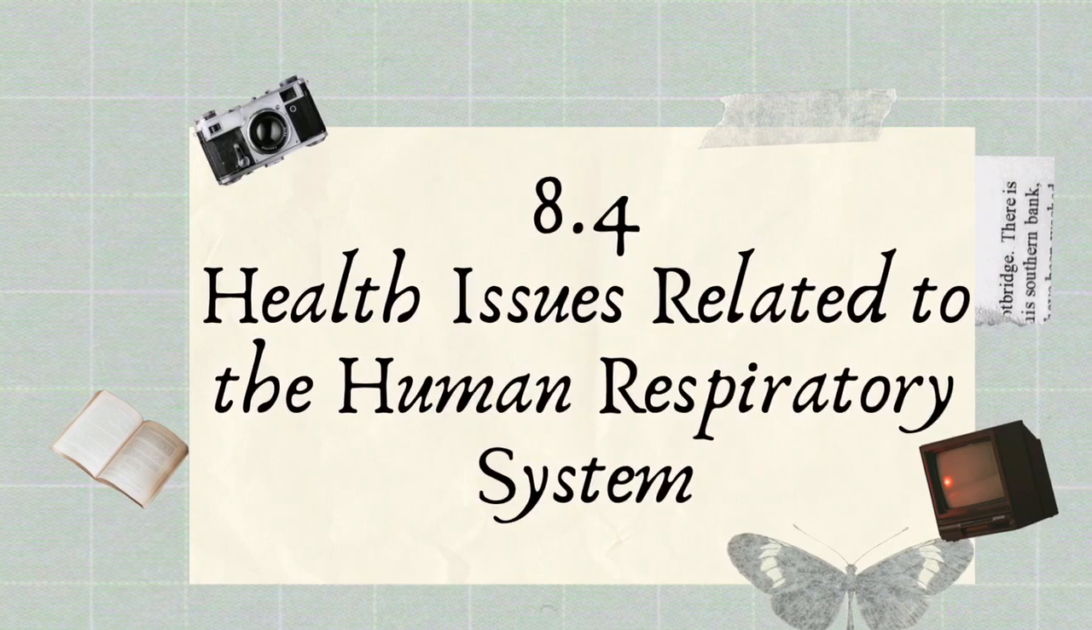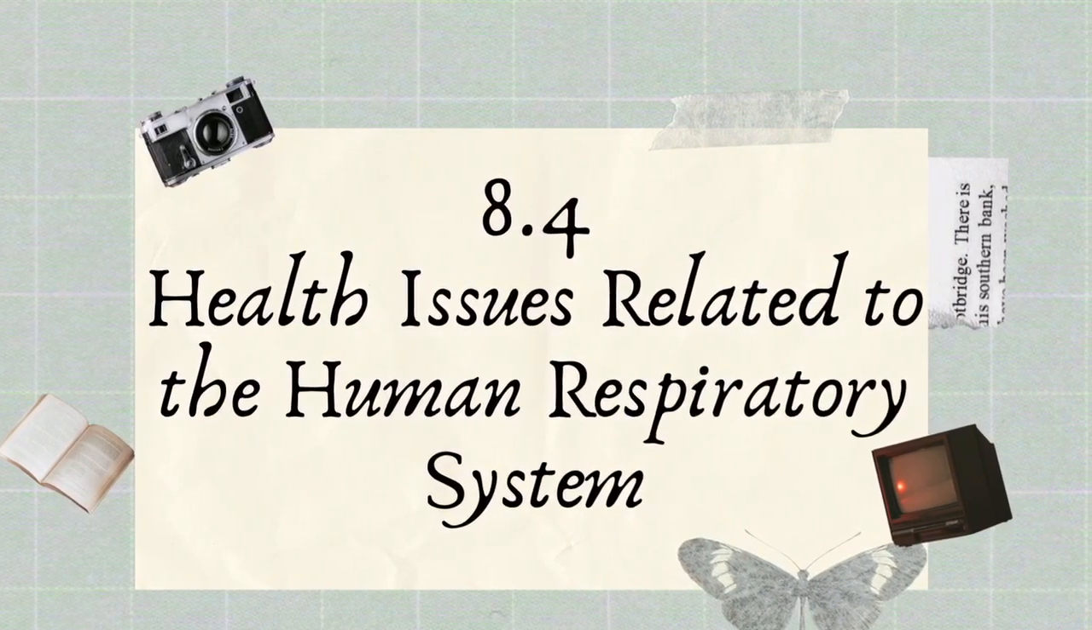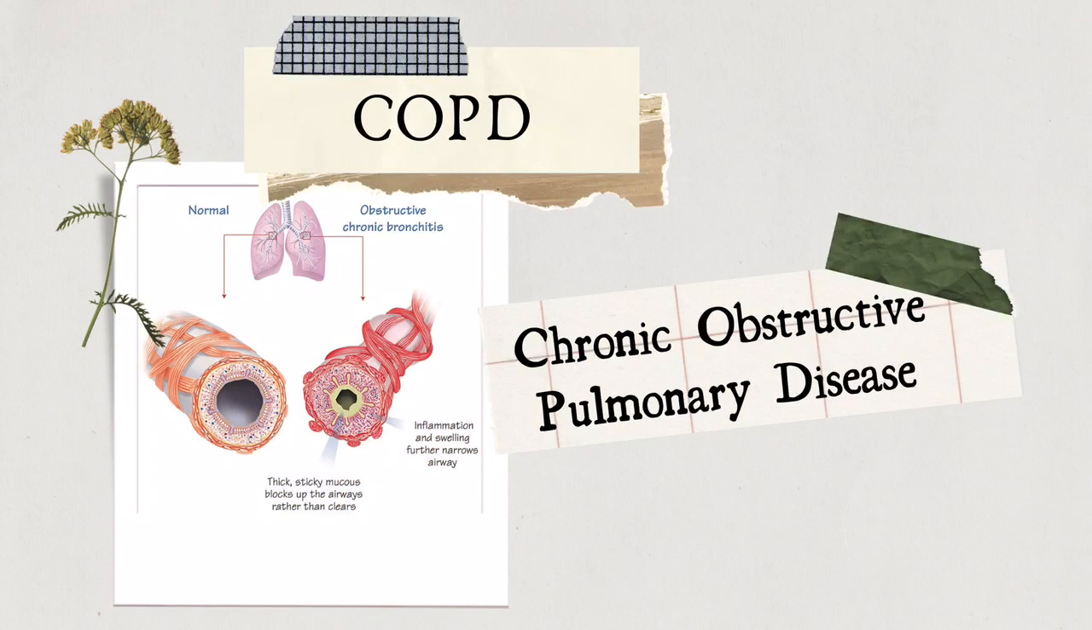Now, we will proceed to health issues related to the human respiratory system. In this topic, we will discuss health issues that are related to the human respiratory system, which is chronic obstructive pulmonary disease, COPD. COPD comprises 3 different types of respiratory disease, which are chronic bronchitis, emphysema, and also asthma.